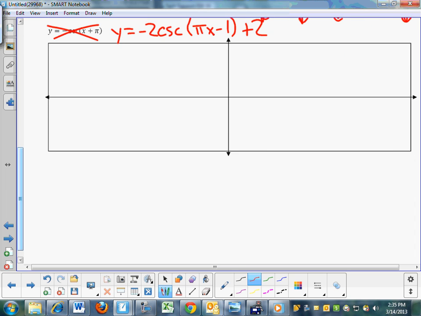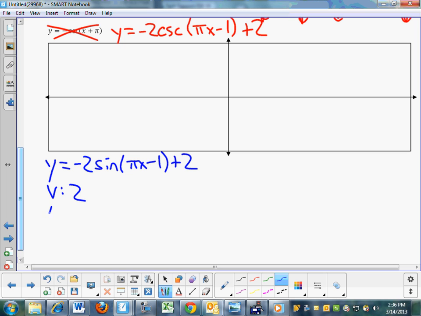Okay, instead of graphing that function, what do I graph instead? Yep, so negative 2 sine of pi x minus 1 plus 2. That's what we want to graph. That will help us generate the graph of cosecant. So I must list all the important characteristics, starting with the vertical shift.